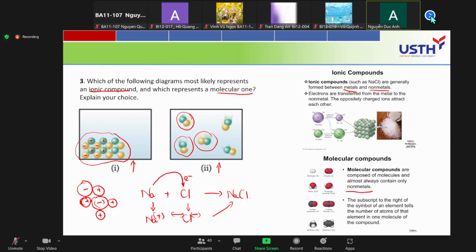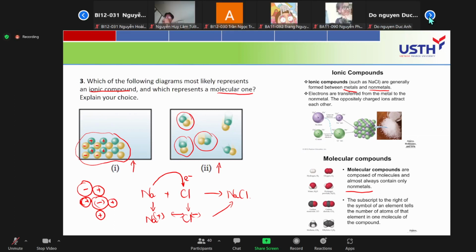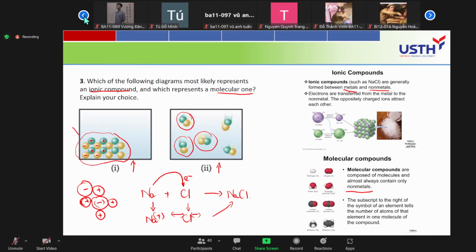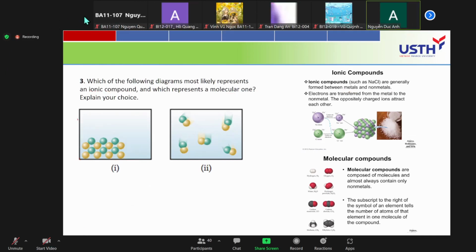Because of that phenomenon, electrostatic force, ionic compounds normally will be formed as a crystal with the arrangement of atoms in order. Because this one is an order.